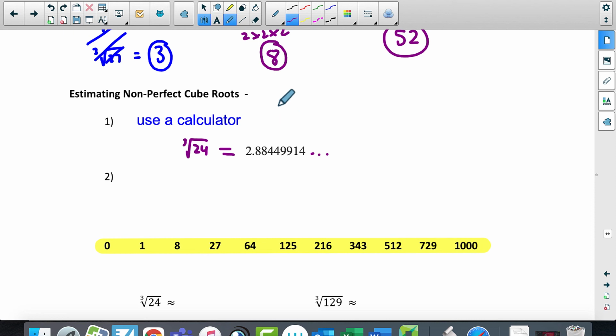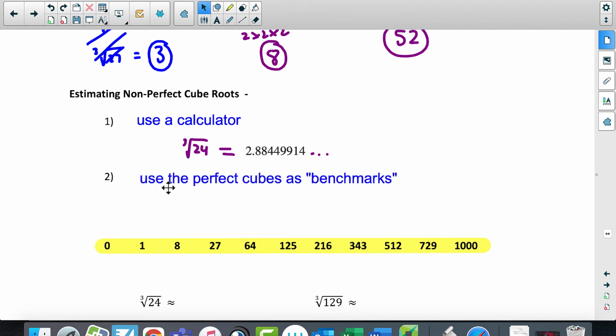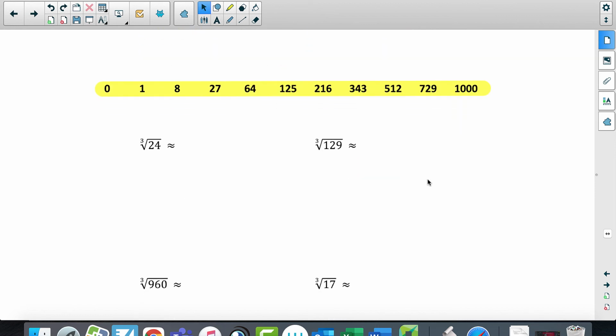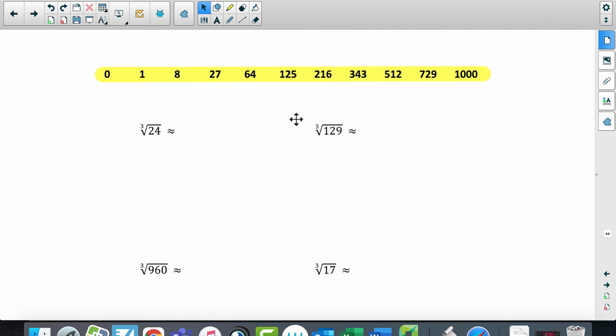Alright, but you're not going to be able to use calculators in this chapter, so how are you going to do it? Same as with square roots, you're going to use benchmarks, and these are your benchmarks this time. So remember how to do this? The first question you ask yourself is, where does 24 fall between on this list of numbers here? Of course we have a different list, but it just works exactly the same as before. So 24 falls right around here, right? It's between the cube root of 8, which we can figure out, and the cube root of 27, which we can figure out.